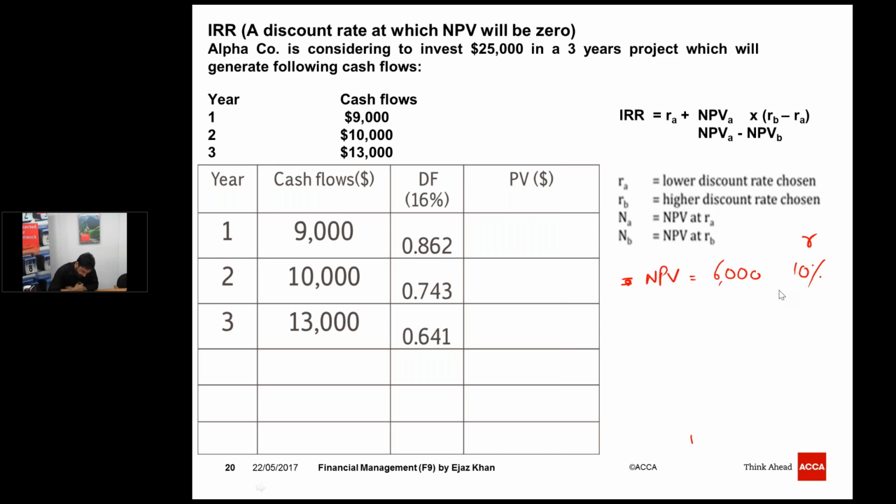Quickly, everyone. Should we accept this project? Yes. And the reason is that at 10% we are saving, so it means that we are earning more than 10%. Okay, I've got an answer.